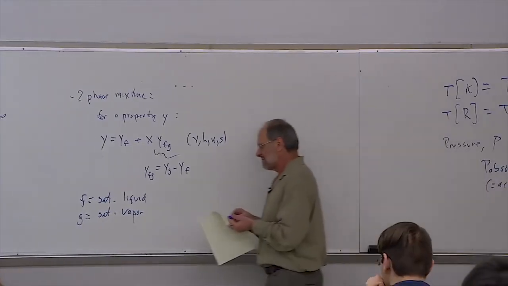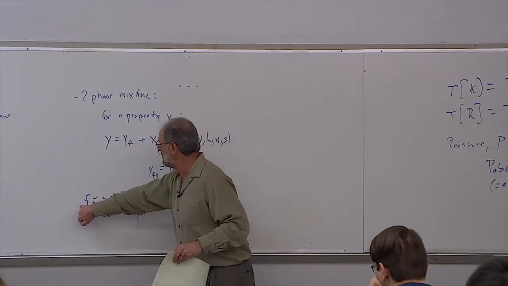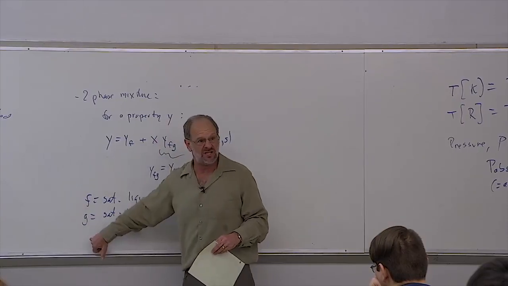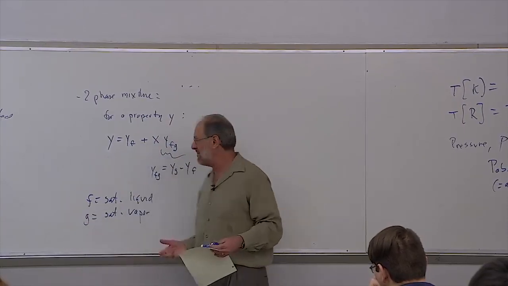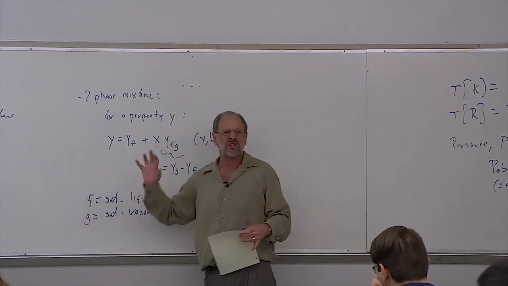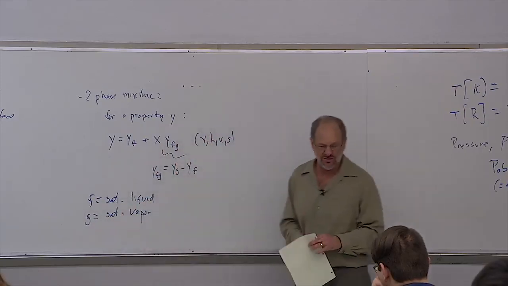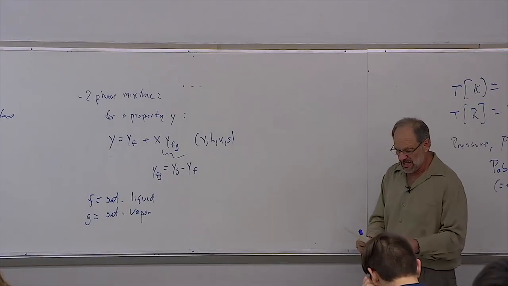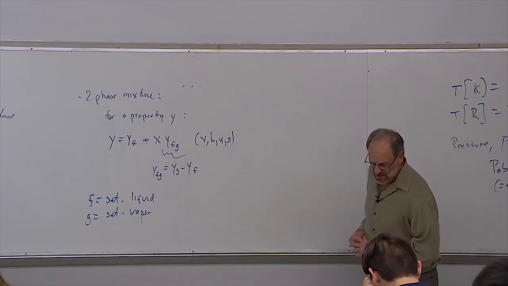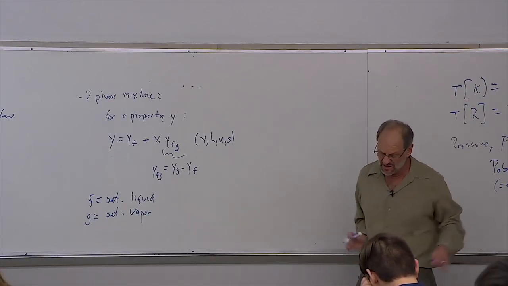By the way, some books will use L and V instead of F and G, L for liquid, V for vapor. But you can think of F as fluid, liquid, G as gas or vapor, just to make sure that you remember. So that's where those terms come from. Okay. So let's move on.